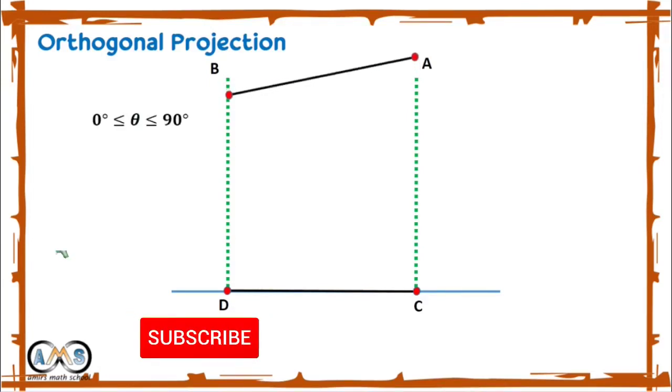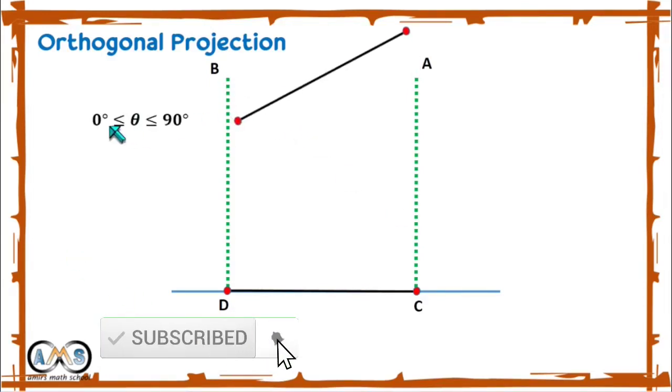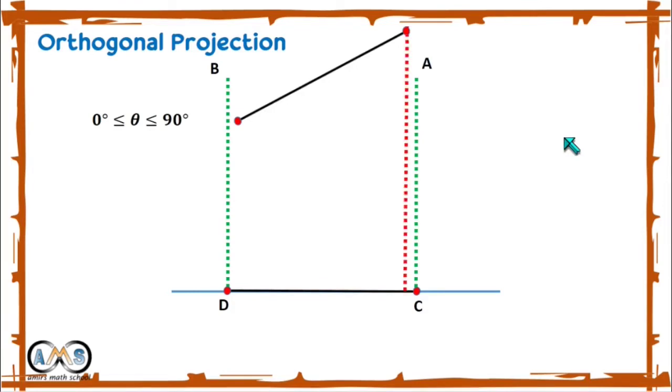That is, for any rotation between 0 to 90 degrees, we get the orthogonal projection which is less than the original one. Just consider some rotation of this given line AB. In this case, if we draw the perpendicular from the initial and the terminal point, we get the value of orthogonal projection which will be less than the original one. So in case of rotation of 0 to 90 degrees, we get the value of orthogonal projection which is less than the original one.